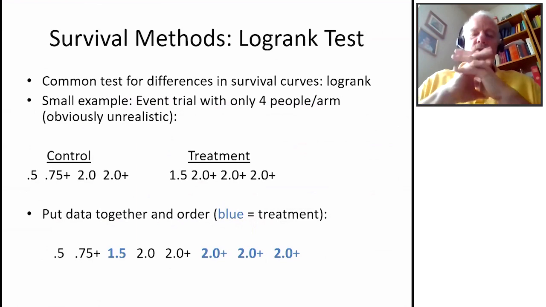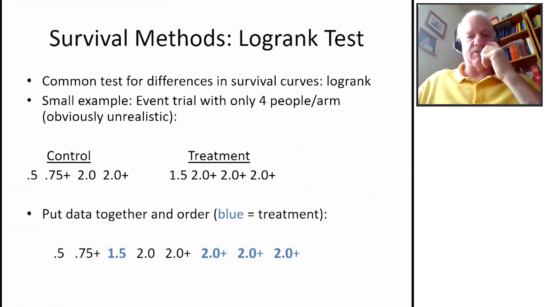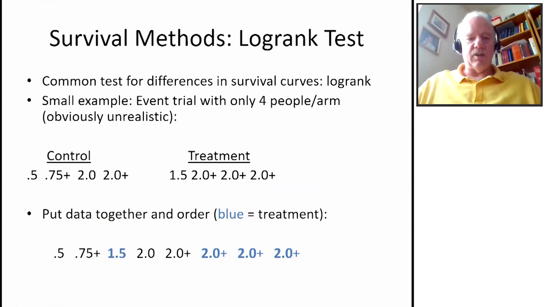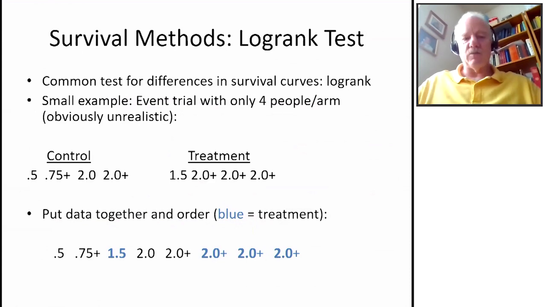So the next thing I wanted to talk about then is how you test for differences between survival curves. And the most common test is called the log rank test. And here's a small example. As I mentioned before, don't do these small clinical trials. This is just to illustrate how the procedure works.